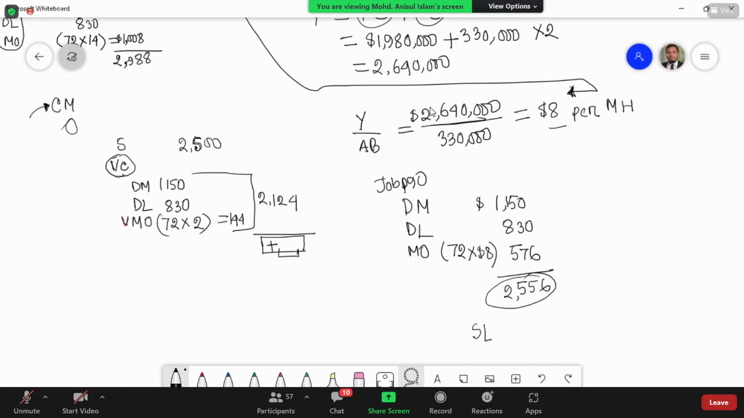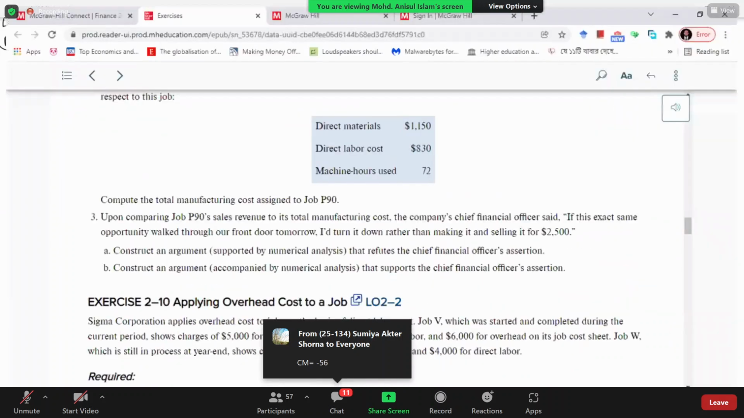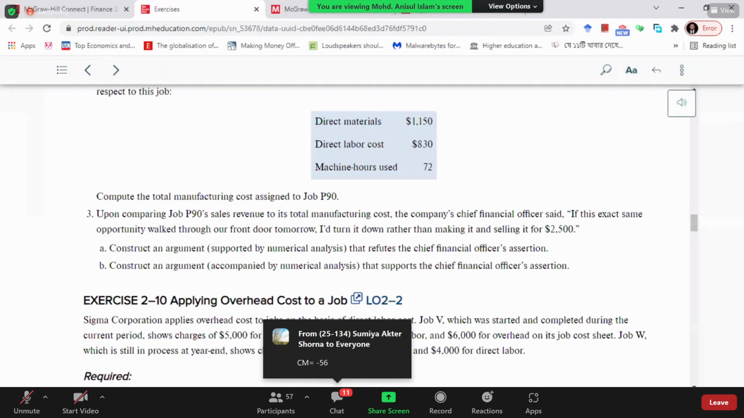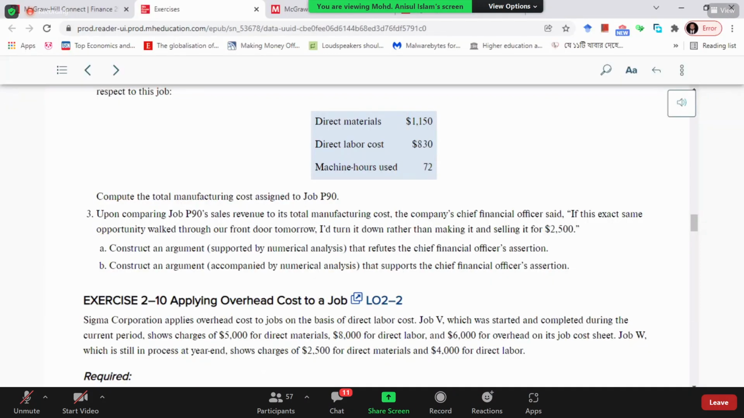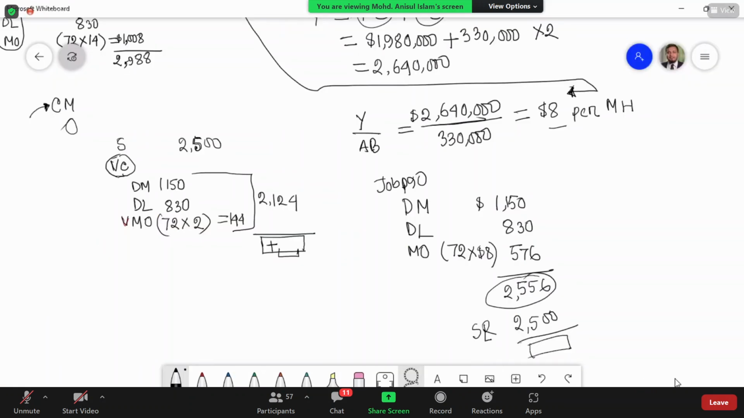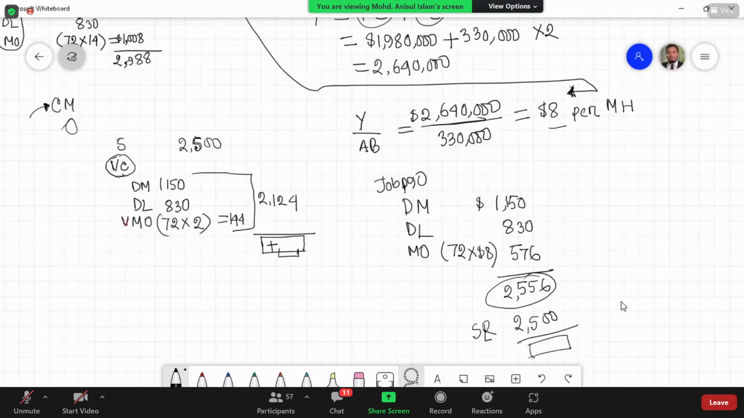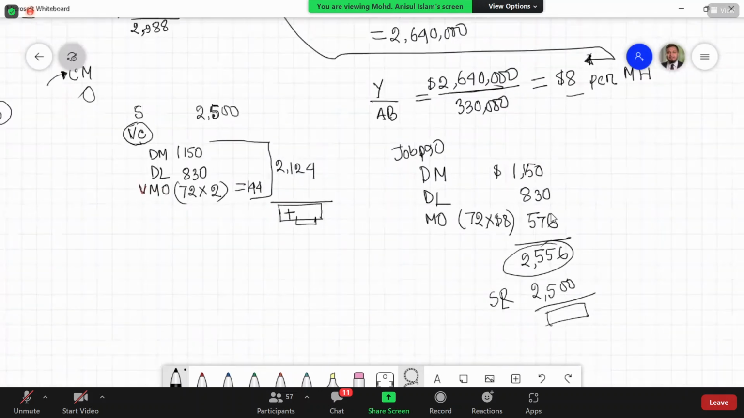You probably can recall what the sales revenue for this job was, 2,500. So you see, if we sell this job at this price, we have a negative profit, right? If we have a negative profit, in that case, we should support the CFO's suggestion. We should support the CFO's suggestion that, yeah, he is right, that this kind of business opportunity should not be pursued. Okay.